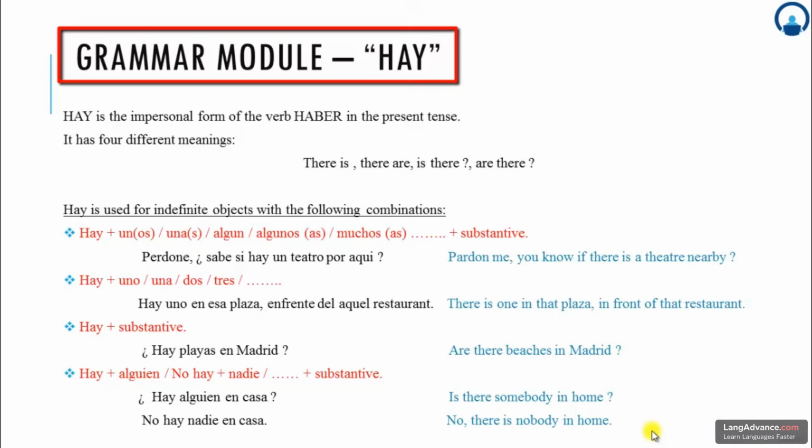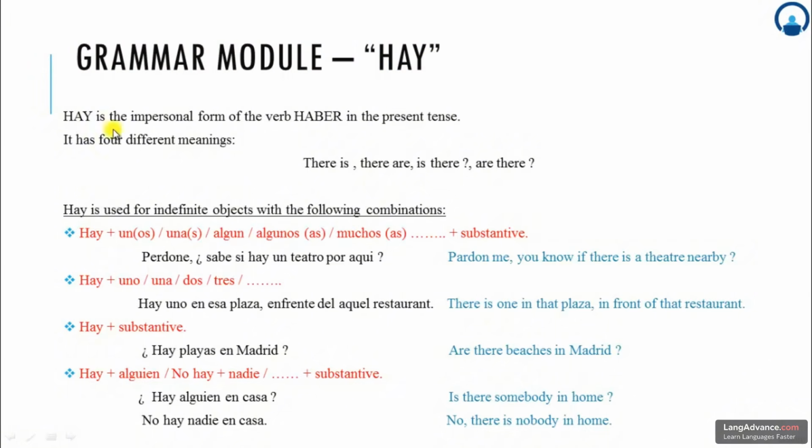So in Spanish these cases are dealt with the word called hay. You can pronounce it as hay. H remains silent and this is hay. Hay is the impersonal form of the verb haber in the present tense. We'll see what the verb haber means in future, but for the time being we'll see its formation. That's hay. Hay has got 4 different meanings, and they are there is, there are, is there, and are there.